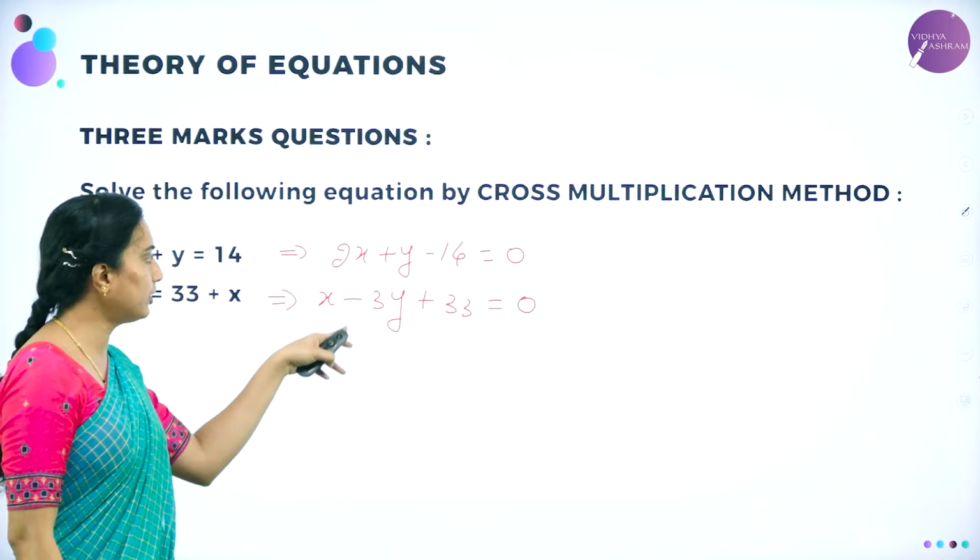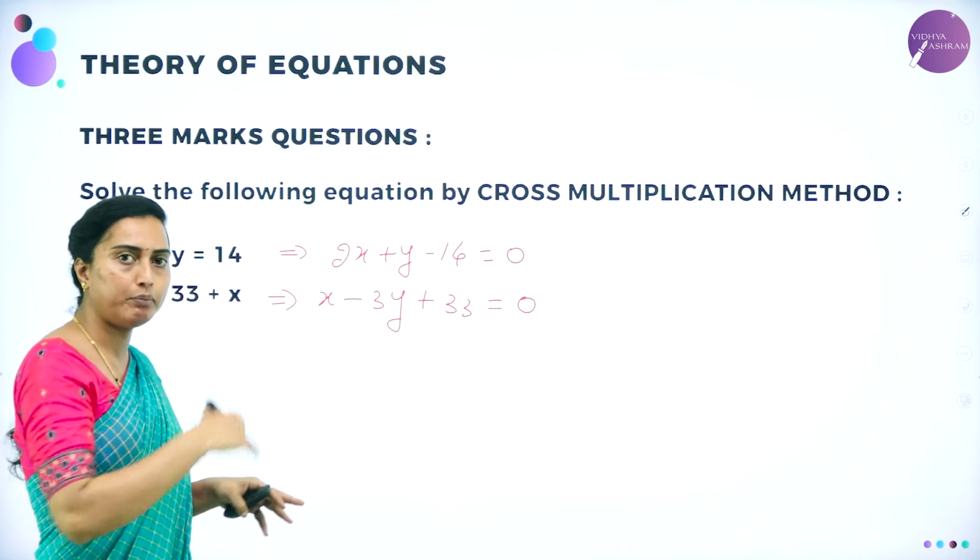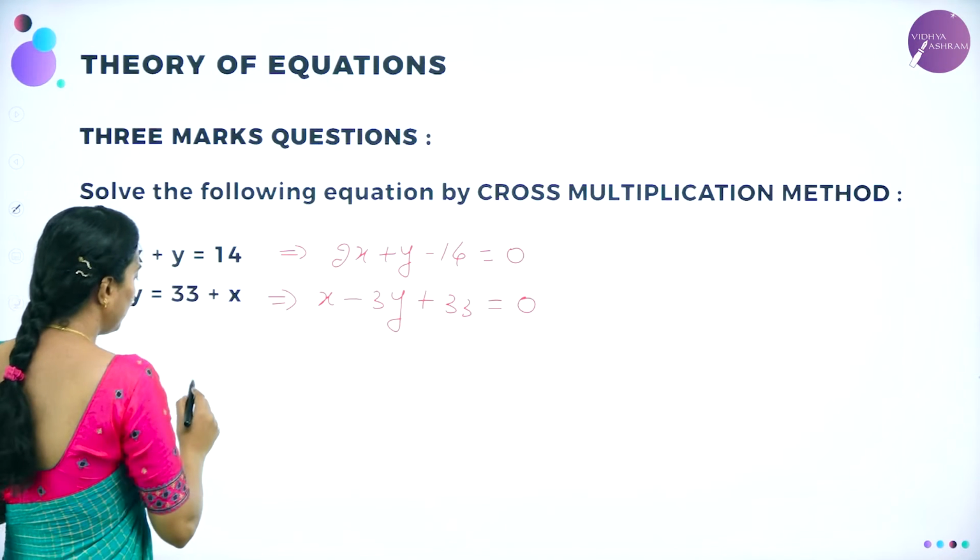Now writing the coefficient of x, coefficient of y, and constant term one below the other. Coefficient of x is 2, so 2.